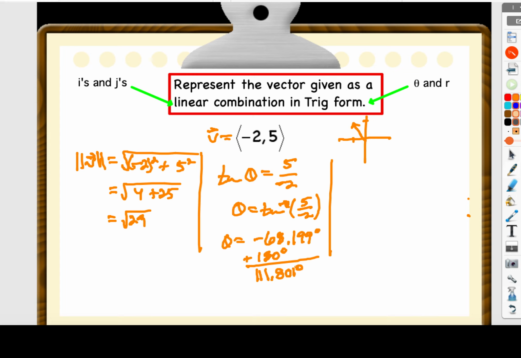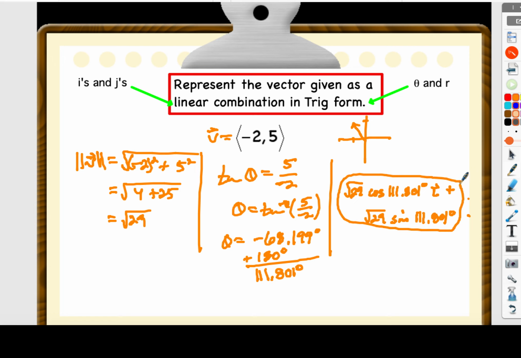So if I want to write out my trig form with i's and j's, it's going to be the square root of 29 times the cosine of 111.801 degrees, times i. Oftentimes you'd put a dot and then put the vector. A shortcut way of doing that is making your vector symbol into the dot above the i there. Then I'm going to add on the square root of 29 times the sine of 111.801 degrees.